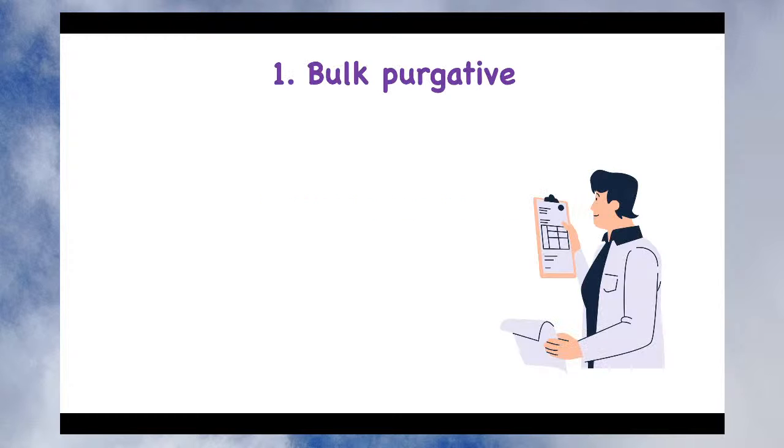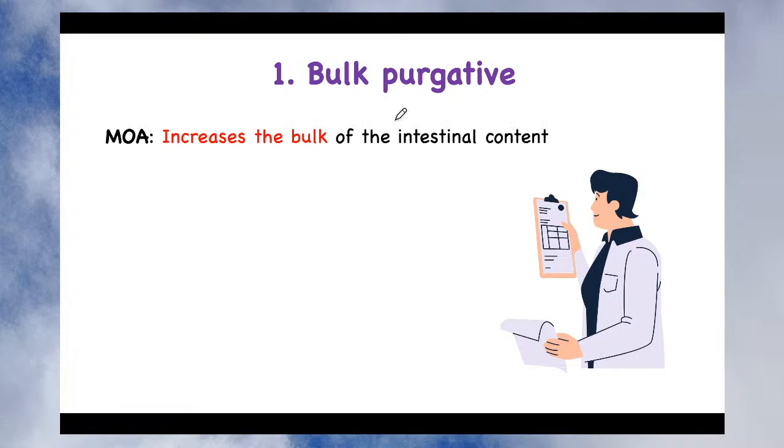So let's start with the first, the bulk purgative. As I have already mentioned, bulk purgatives increase the bulk of the intestinal content, and this is a natural process. Whenever the intestine is more bulky, it stimulates your CNS, and the CNS enhances the peristaltic movement.